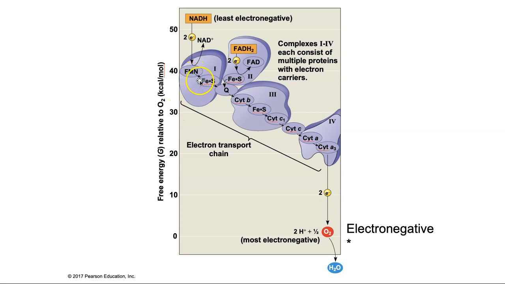So just note that these are complexes 1, 2, 3, and 4, and that the proteins that are part of it here are called cytochromes. And that's why you see CYTB, that's cytochrome B, cytochrome C1, cytochrome C, cytochrome A.